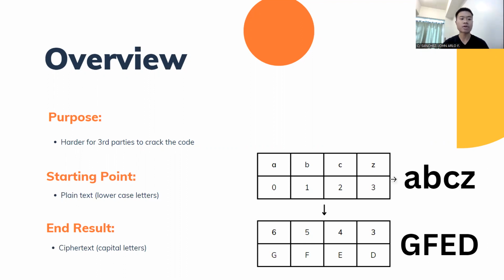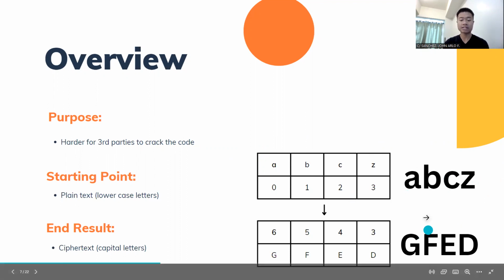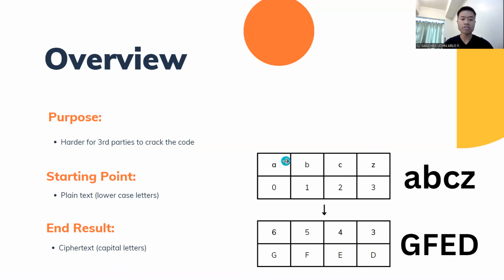We start first with the plain text, which is the normal English words. So for example here, A, B, C, Z, and then it gets encrypted, which means it gets converted to ciphertext, and it can be symbolized as capital letters, such as the one here, G, F, E, D. Now, if you notice here in the tables, each letter corresponds to a different number. A always corresponds to 0. B corresponds to 1. C corresponds to 2.